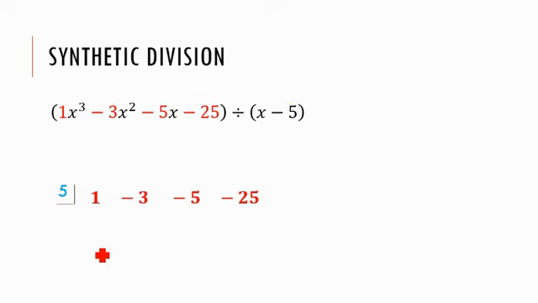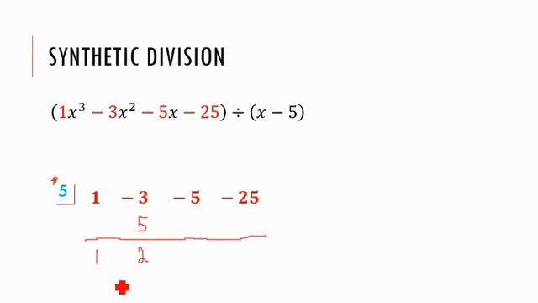From there, you're going to take a line. What you're going to do is start with this one, and you're going to bring it down. Then you are going to multiply that one by 5. That's where this number comes in. 1 times 5 is 5. Then you're going to add negative 3 and 5, and you will get 2.